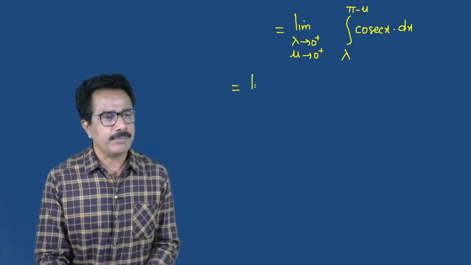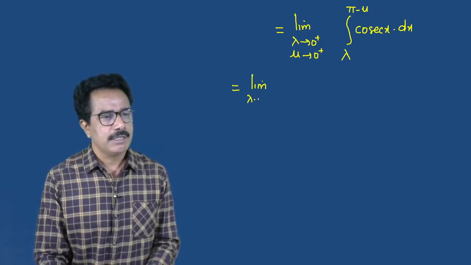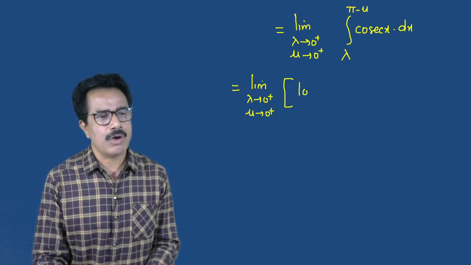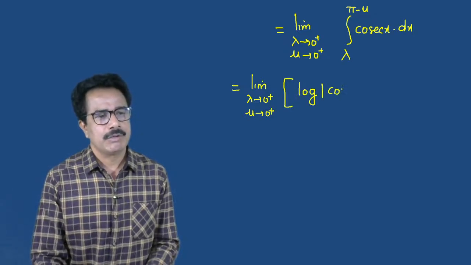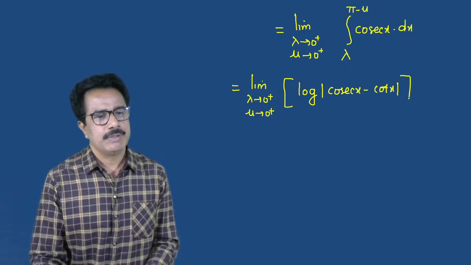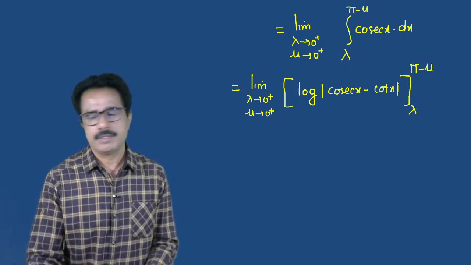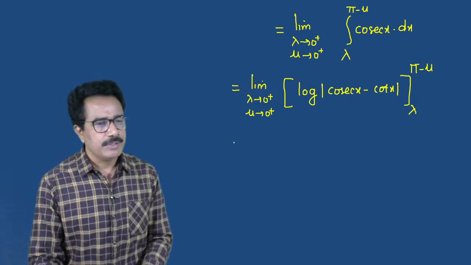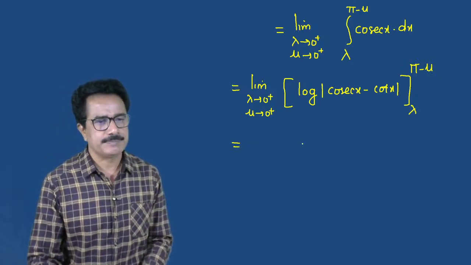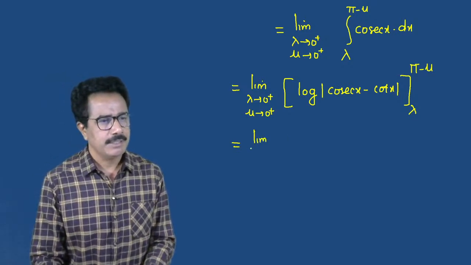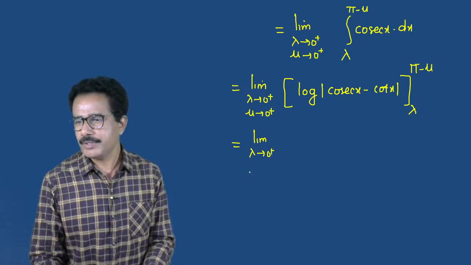The integration of cosec x is, with limit lambda tends to 0 positive, mu tends to 0 positive, log of cosec x minus cot x over the limits lambda to pi minus mu. Now put the upper limit and lower limit.